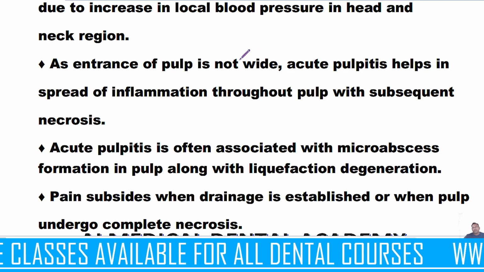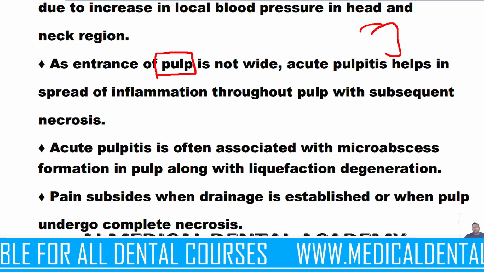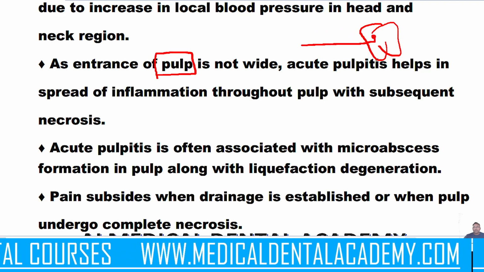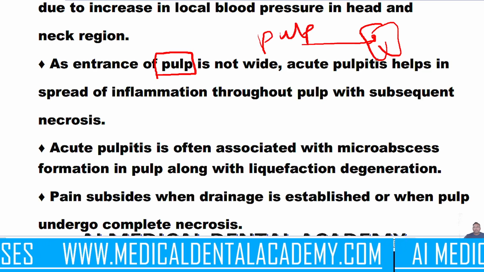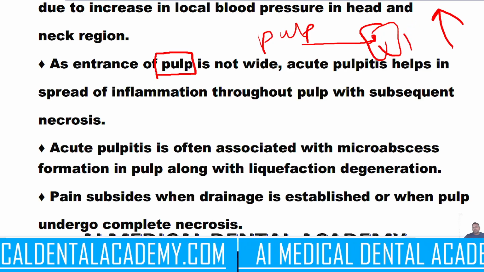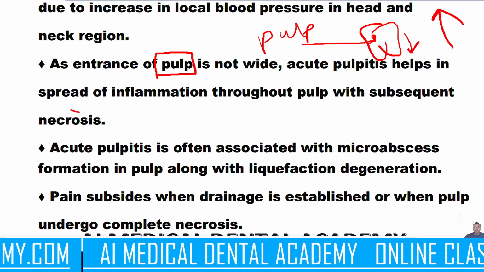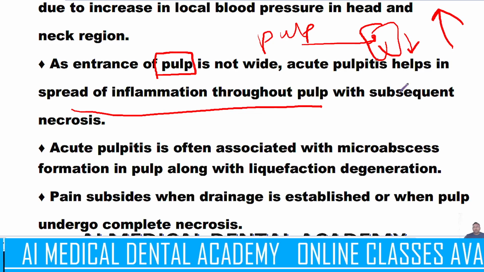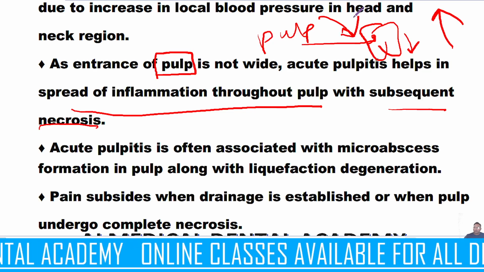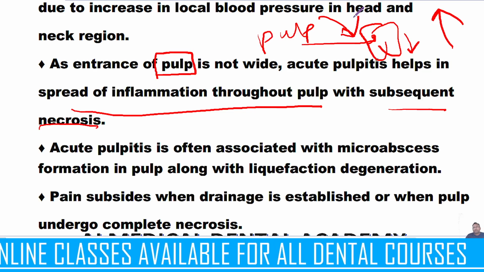Now, the entrance of the pulp is not wide. Okay, for example, if there is a cavity in the tooth, here only a slight decay will be there, which will be leading to the pulp. So the pulp cannot come out, or infection cannot come out. Instead, it will spread to the periapical region. So acute pulpitis helps in the spread of inflammation throughout the pulp with subsequent necrosis. Why? Because its opening or the coronal portion is very narrow, so the infection cannot move upward. Okay.